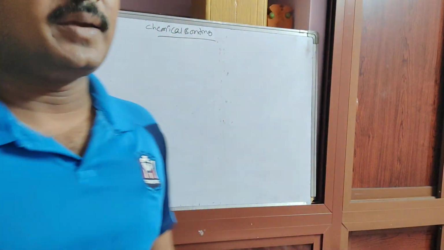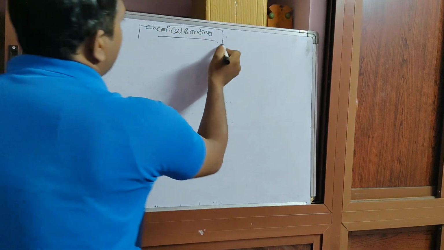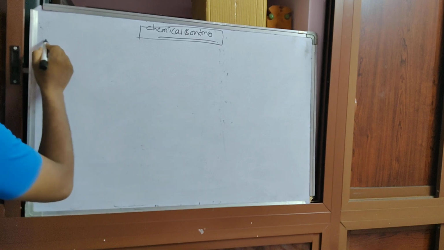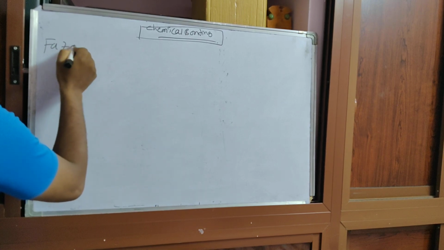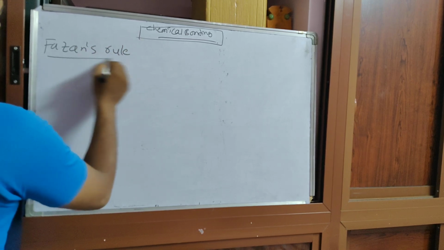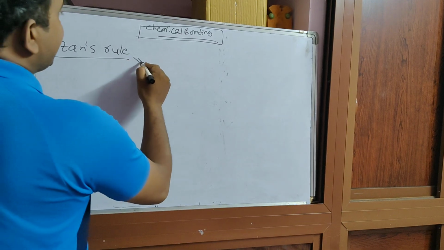Today I want to discuss the chemical bonding topic. In chemical bonding, now I want to explain Fajans' rule. What is Fajans' rule? Fajans' rule discusses the covalent character.